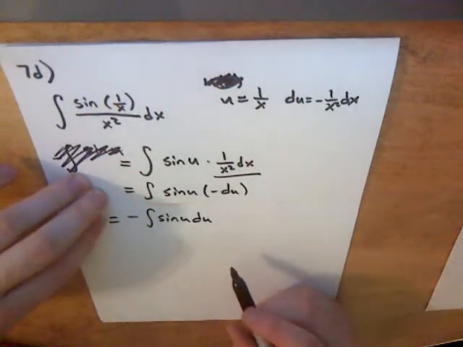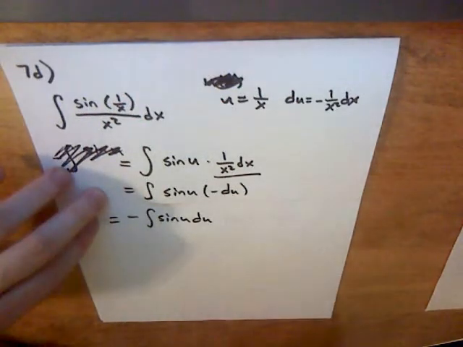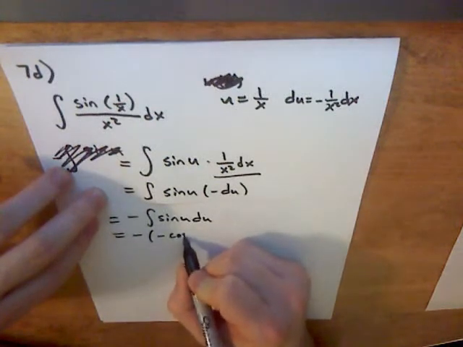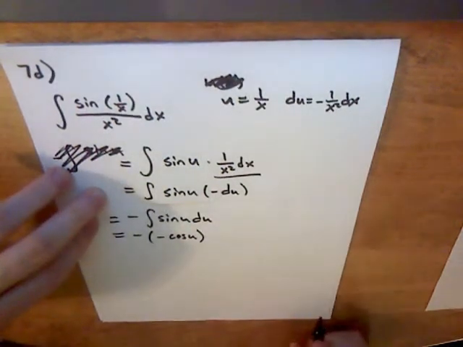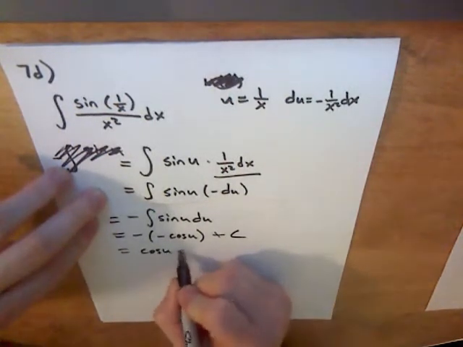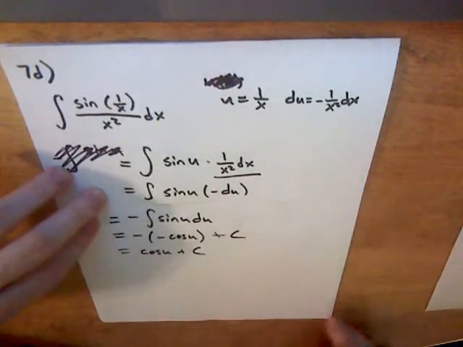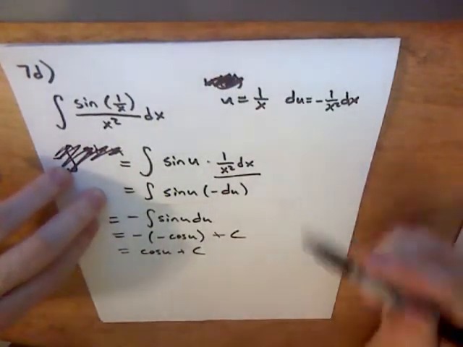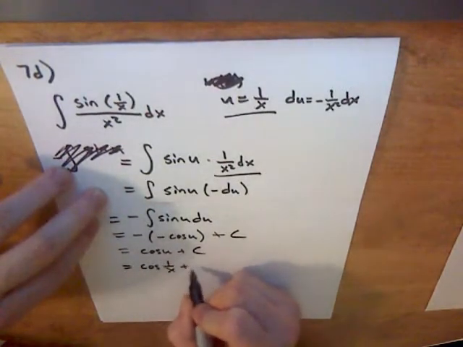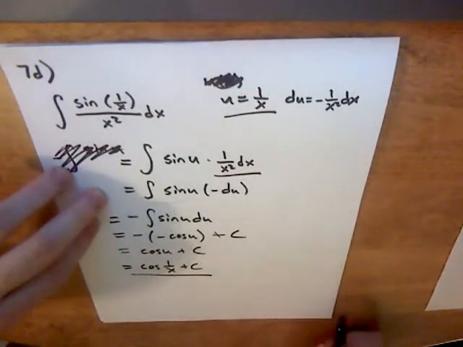The antiderivative is negative cos u, because cos u, when you take the derivative of it, you get negative sine. So we need to take it. The antiderivative will be negative cos u. So it's negative cos u plus c. But we want it in terms of x because that's how we started. And so we just go back up and find out what u is, and u is 1 over x, so it's cos 1 over x plus c. And that is our antiderivative.